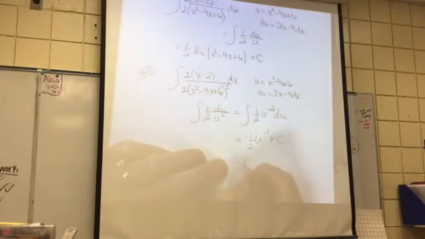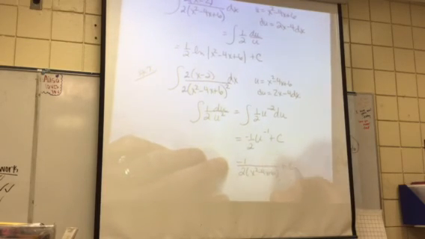Now you would just go back and change that. So negative 1/2, and I'm going to go ahead and move this to the denominator. X squared minus 4x plus 6. Oh wait, no, it's not.